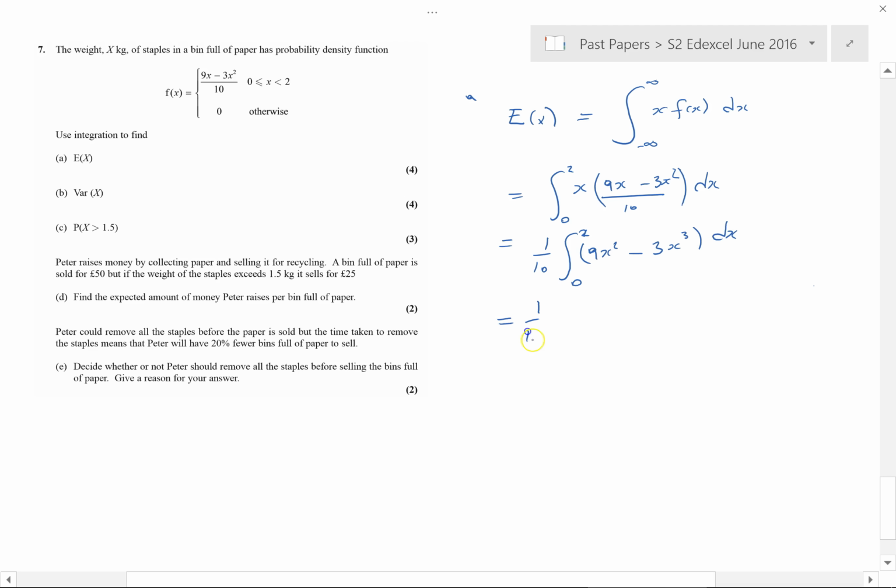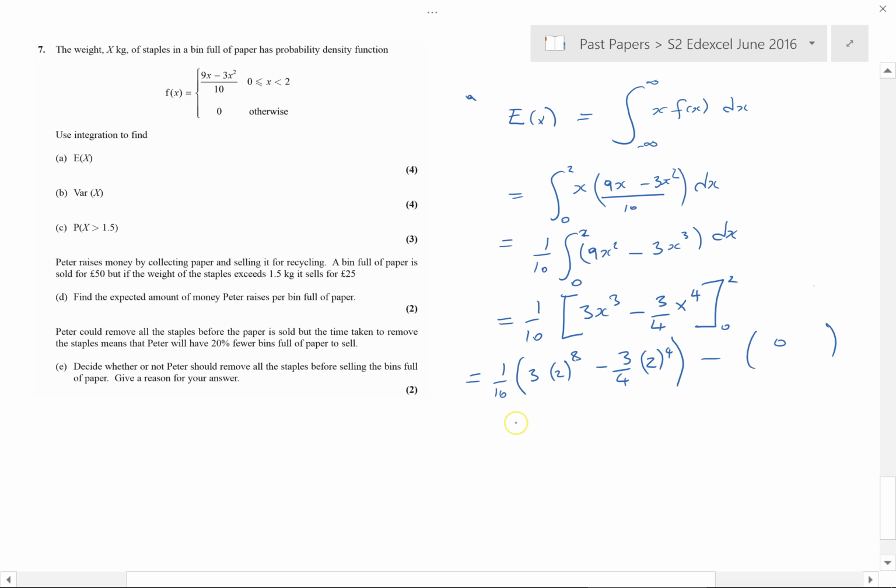So that's 1/10 of, that's 3x cubed minus 3 over 4 x to the 4 from 0 to 2. So that's going to be 1/10 of 3 times 2 cubed minus 3/4 times 2 to the 4. Take away, obviously, because it's just powers, this will be 0.